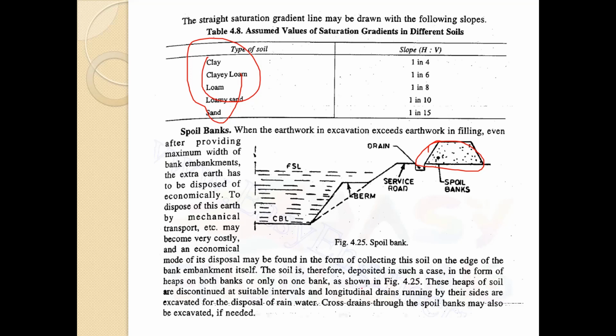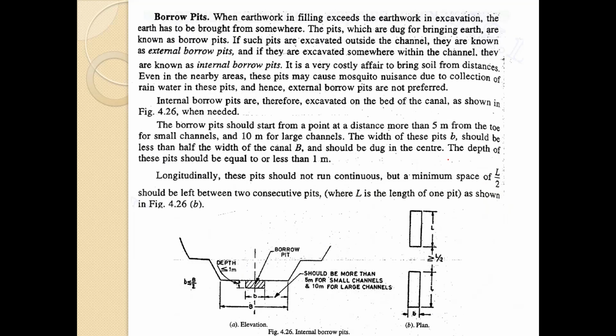So these heaps of soil are discontinued at suitable intervals, and longitudinal drains are run by their sides on excavation for the disposal of rainwater. Cross drains through the spoil banks may also be excavated if needed. So these are there if needed, and this is nothing but the storing of the excess earthwork.